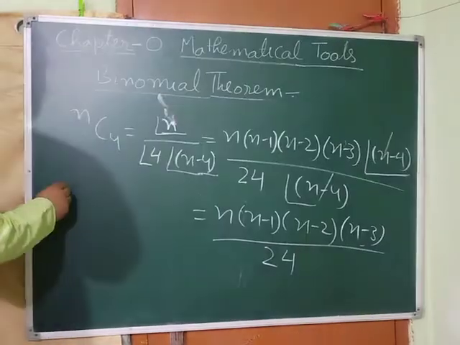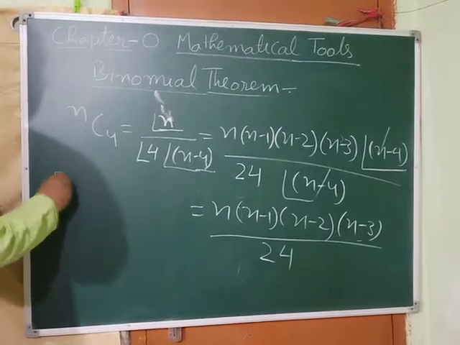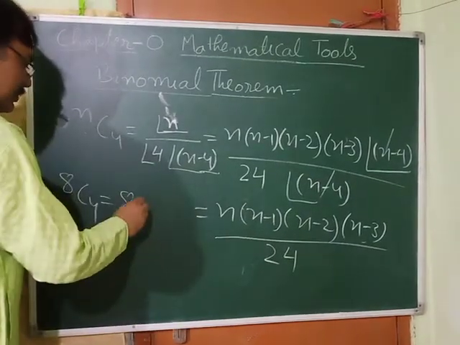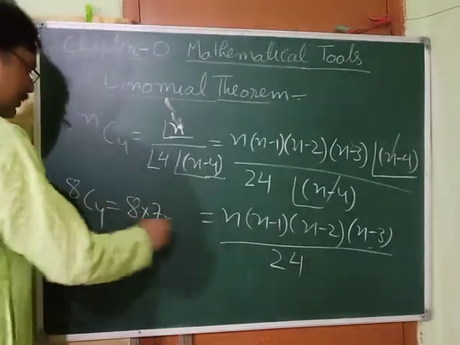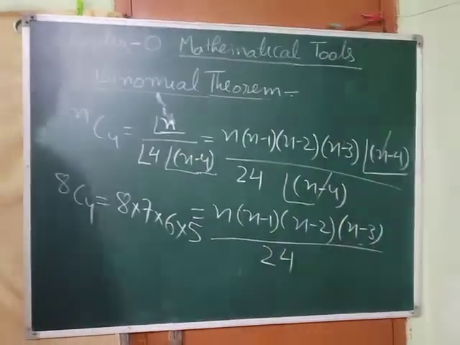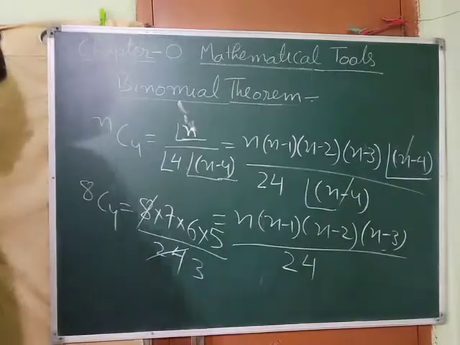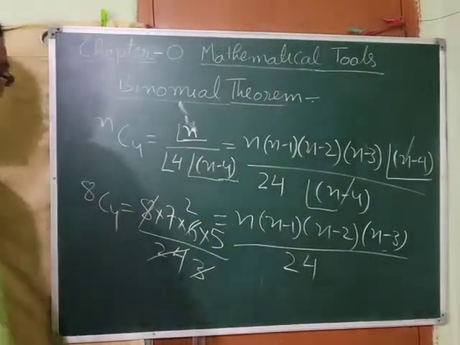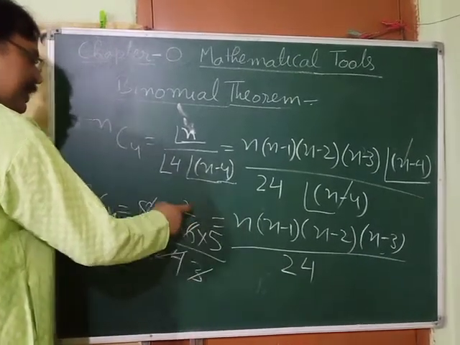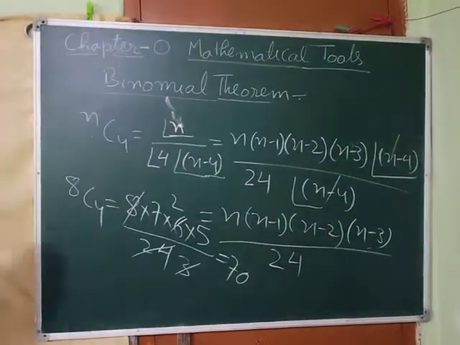Suppose it is 8C4. What will you get? From here you can write 8, 8 minus 1 is how much? 7. 8 minus 2 is how much? 6. 8 minus 3 is how much? 5. And here 24 is there. So 8 threes are 24, and 3 twos are 6. Now 7 is there and 2 is there, 5 twos are 10, 10 sevens are 70. So you are going to get 70. Very easily can calculate.